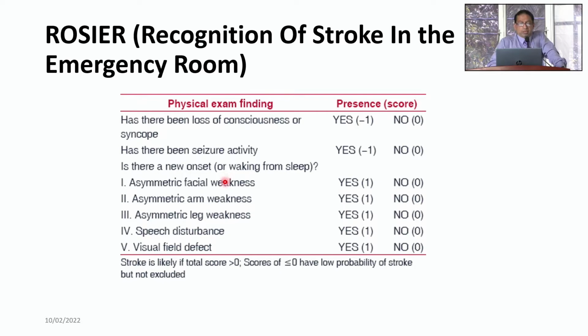Those are the typical signs of a stroke: asymmetrical facial weakness, arm weakness, leg weakness, speech disturbance, and visual field defects. If you have a positive score in this, you don't even have to calculate. The patient is very likely to have a stroke, but not if it's negative.